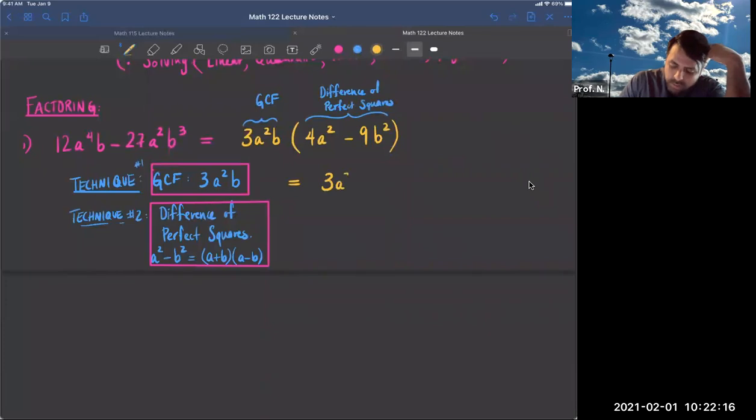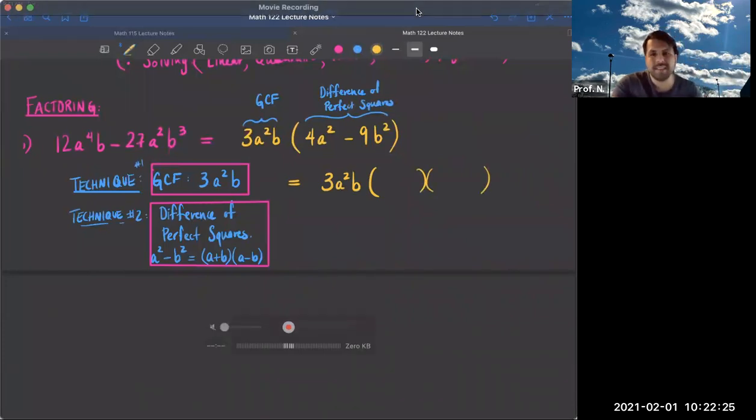So we got 3a squared b. And does anybody know what's the result of this, when you factor 4a squared minus 9b squared as a difference of perfect squares?